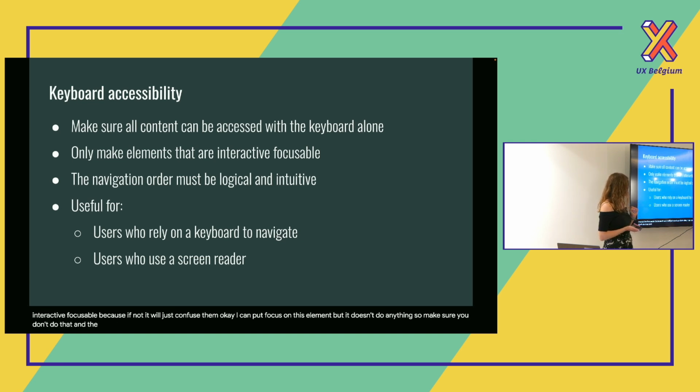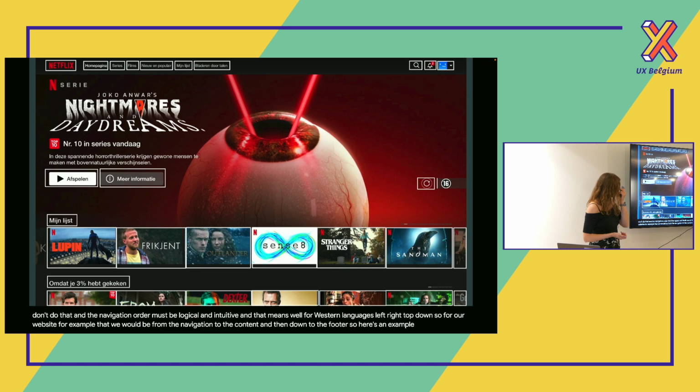And the navigation order must be logical and intuitive. And that means, well, for Western languages, left, right, top, down. So for a website, for example, that would be from the navigation to the content and then down to the footer. So here's an example from Netflix.